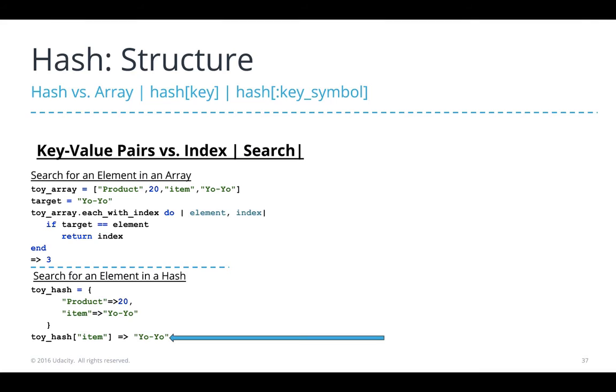Notice the syntax here. We're using hard brackets, placing the key as a string inside of these hard brackets, searching for a key as string within the toy hash. If that key did not exist within toy hash, a nil value would be returned.